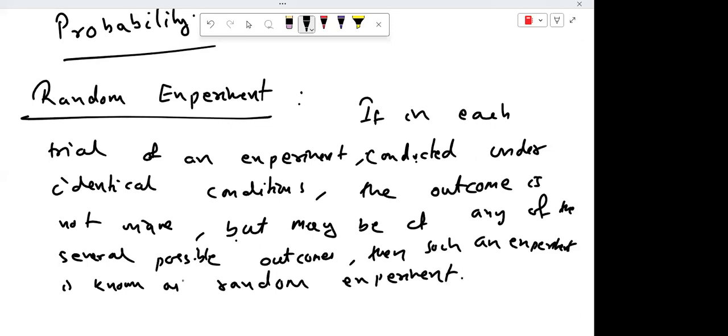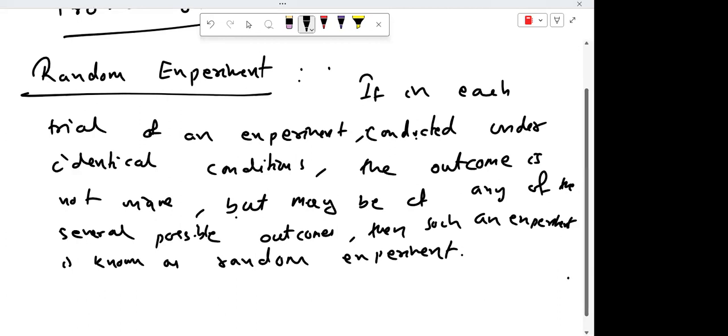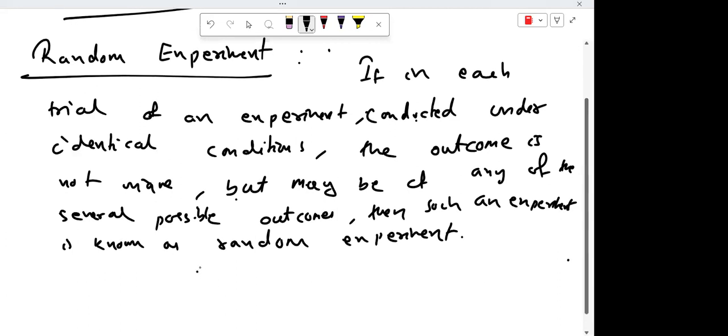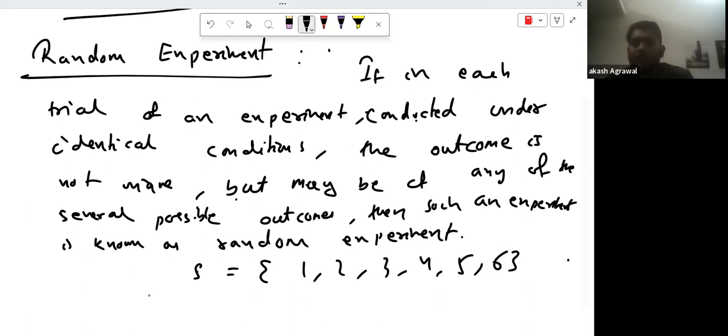So suppose we throw a dice. We can get 1, 2, 3, 4, 5, 6, right? Out of these 6, any of the 6 can be the output of the throwing of dice. So that experiment is a random experiment. We know what the outputs can be, but we cannot predict the outcome. We cannot say it will be 2. We can say it will be one of the 6. So this is called a random experiment. It is controlled but unpredictable.